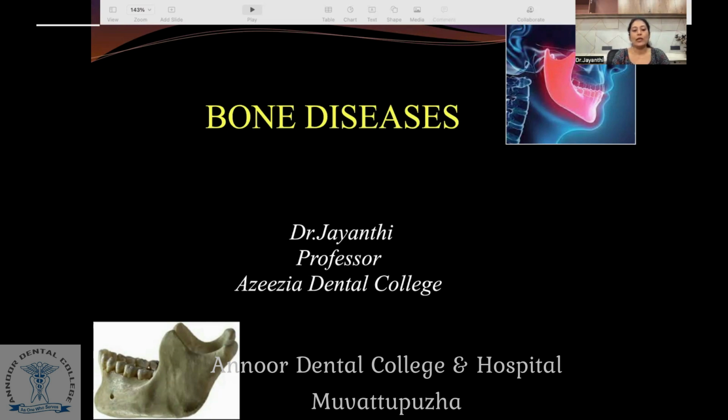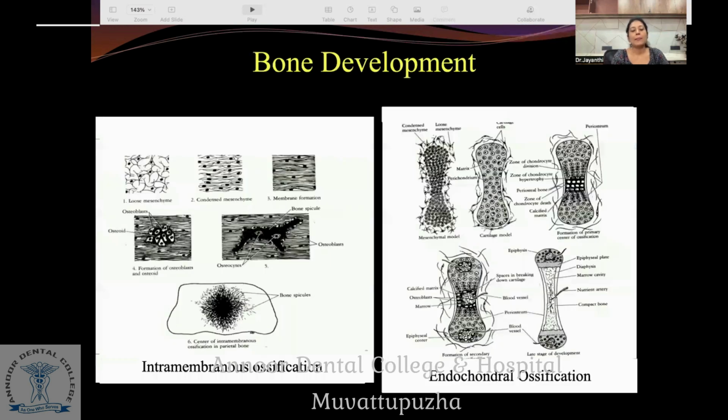Now, before we actually talk about bone diseases, you need to know some basics about bone. We all know that the process of bone formation is called ossification, and we have two types of ossification, as you can see in the picture here: intramembranous and endochondral ossification. The basic difference between these two types of bone formation is that in intramembranous ossification, bone is directly formed by the osteoblast. So the ectomesenchymal cells or the mesenchymal stem cells differentiate into osteoblasts, and that directly forms the bone.